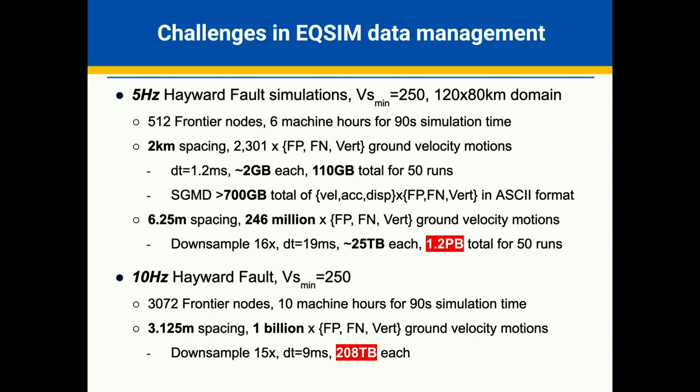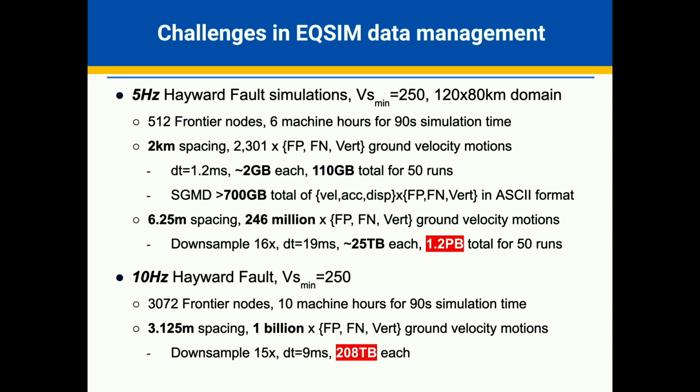And to reduce the size, just by downsampling on the time dimension, if we downsample it by a factor of 16, and then we reach a delta between time steps of about 19 milliseconds, it's about 25 terabytes each. So that's already enormous. And if we account for all 50 runs, then it's 1.2 petabytes, which is really prohibitive. There's no way we can ask for that much storage on a supercomputer. Maybe they can, but it will occupy a significant part of the entire data system.